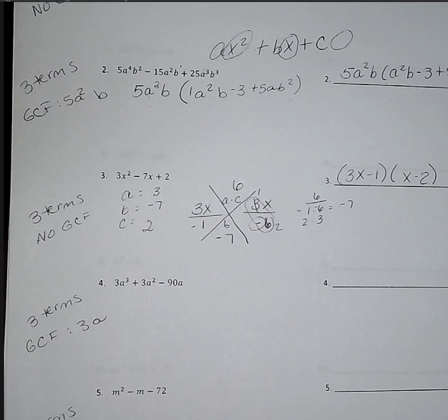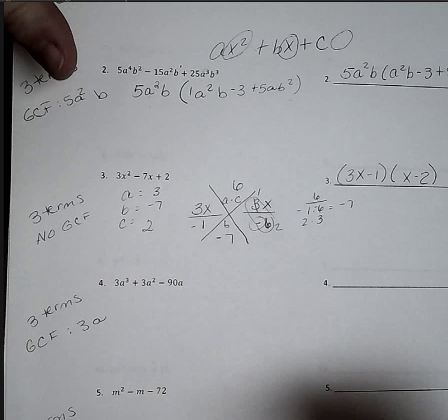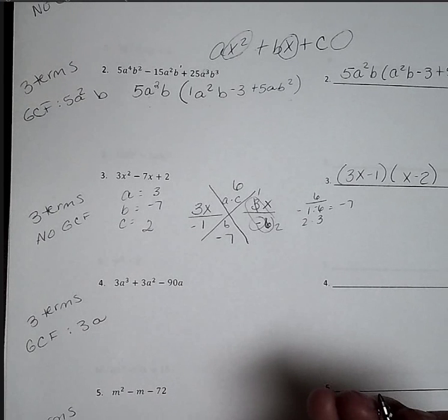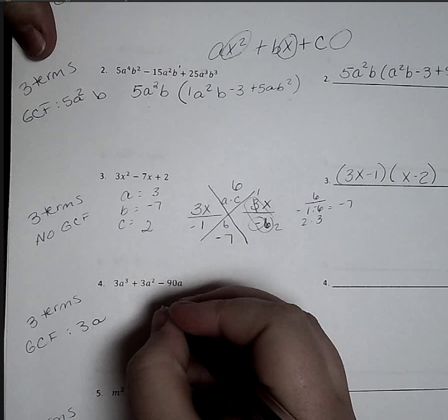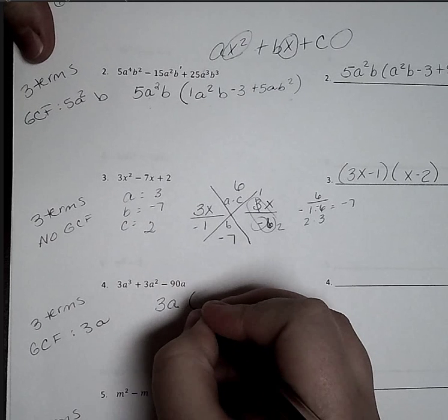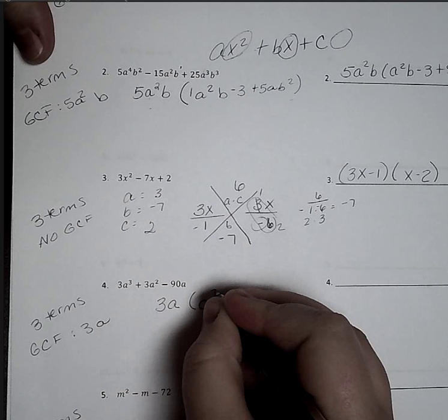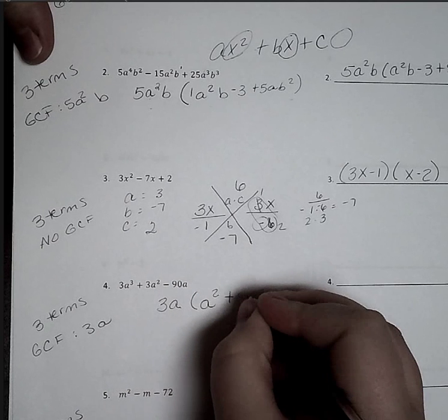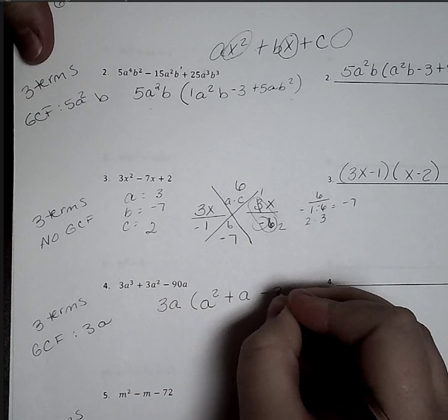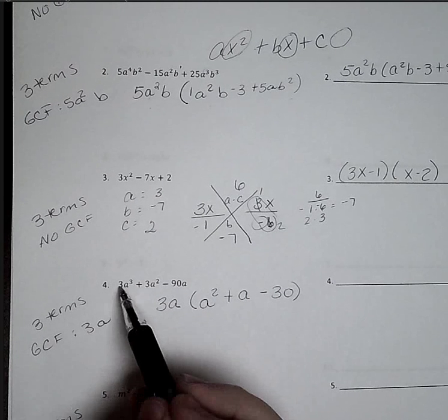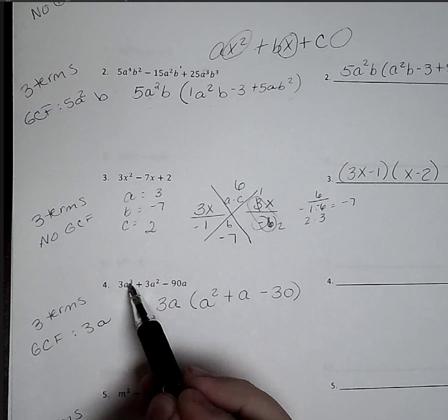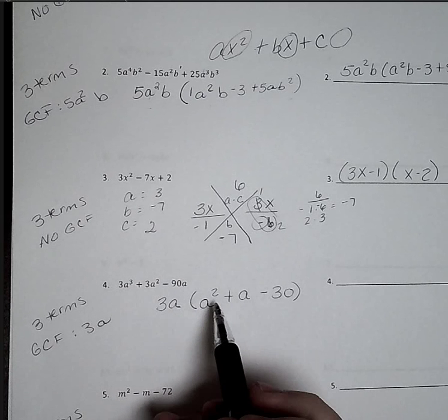So on number 4, we have a greatest common factor of 3a. So we always have to take out the greatest common factor first. That's why it's step 1. So we pull out a 3a. That leaves me with a squared plus a minus 30. 3 divided by 3 was 1. 3 a's, you take 1 away, so you're left with 2.